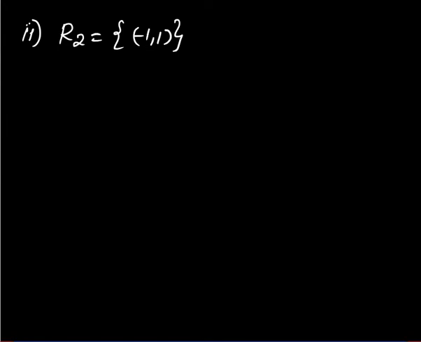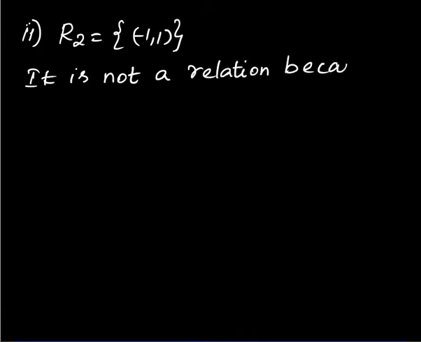So R2 is a relation which is defined by the set {(-1, 1)}. So here -1 doesn't belong to A and 1 also doesn't belong to B. So R2 is not a relation. So -1 doesn't belong to A and 1 doesn't belong to B.